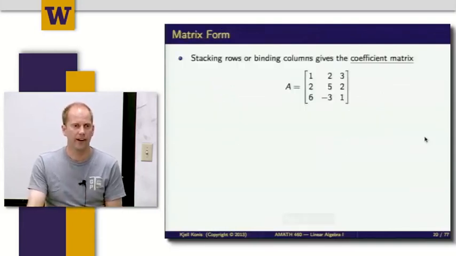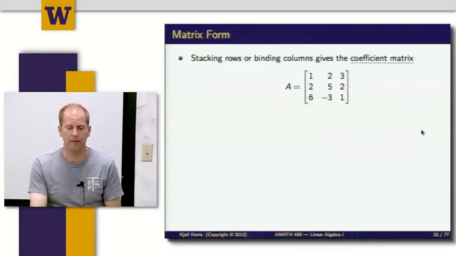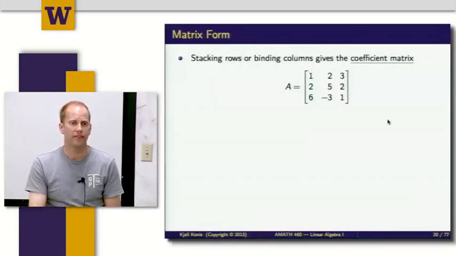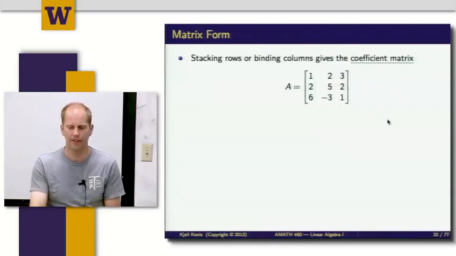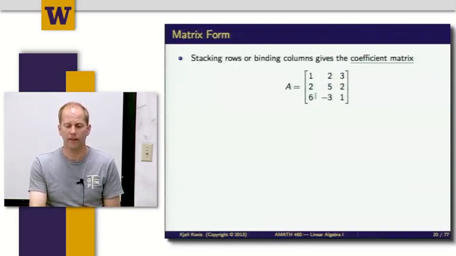And now I'm going to also try and consider solving it using the column approach. To do that, I'm going to start by stacking rows or binding columns. I can either think of the rows as being the coefficients from each equation, or the columns as being the coefficients for each variable. If I stack the rows, I put the coefficients for the 3rd equation on bottom, 2nd equation in the middle, and the 1st equation on top. Or I can take all of the x coefficients and put them in the 1st column, y coefficients go in the 2nd column, z coefficients go in the 3rd column.